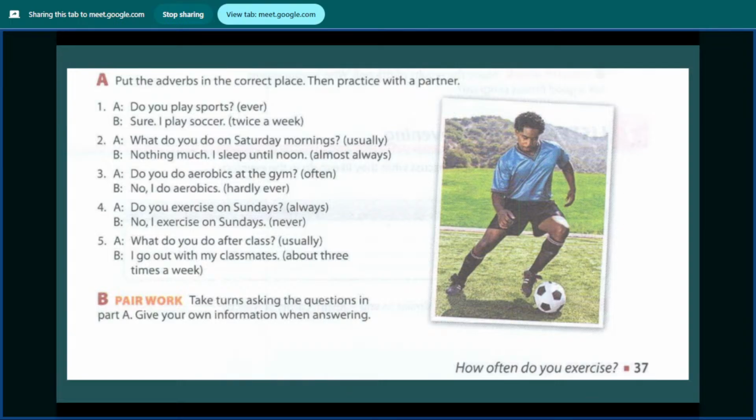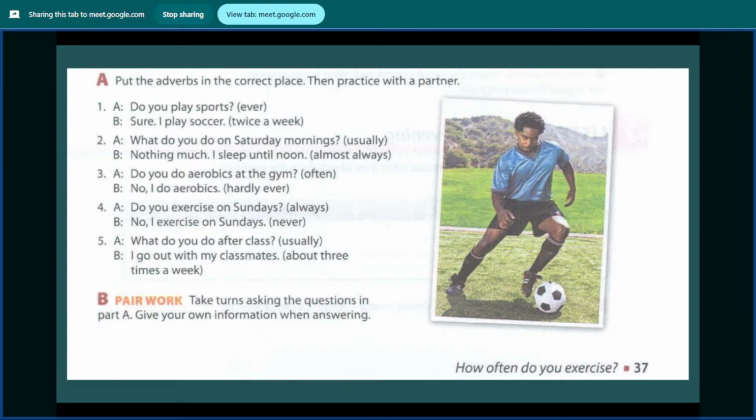Do you always exercise on Sunday? No, I never exercise on Sundays. Sundays, repeated action. Sampada, the last one. What do you usually do after class? I go out with my classmates about 3 times a week. Very good.